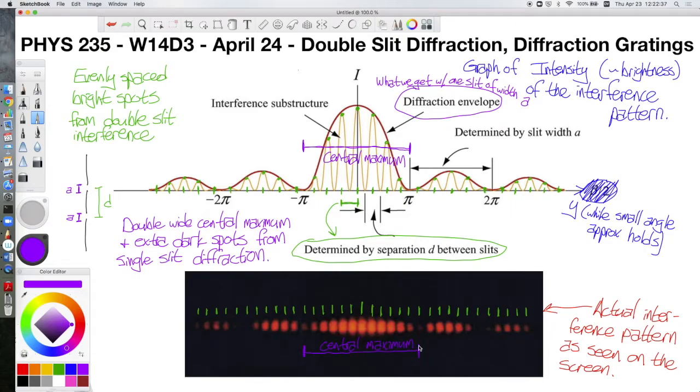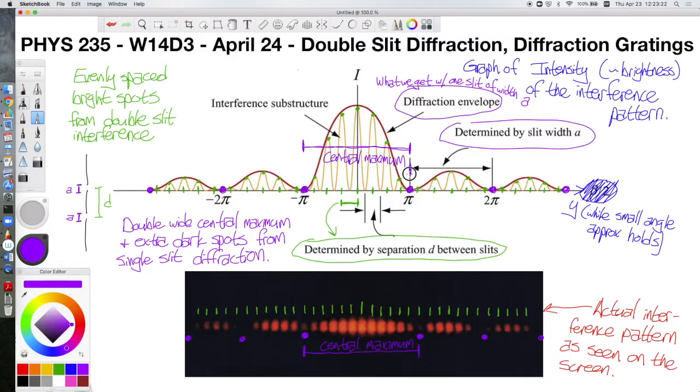And then we also have zeros that are caused by our single slit diffraction, which are at all those locations where that red graph hits the horizontal axis. And these correspond to the dark spots in our diagram below. We have one here, and one here, and further out here, and further out here. The size of the central maximum and the spacing of these additional dark spots is all determined by the width of the slit.